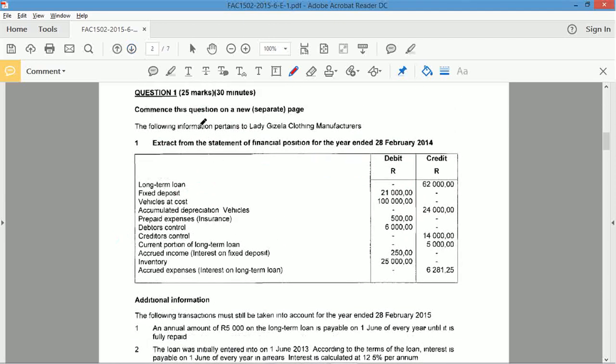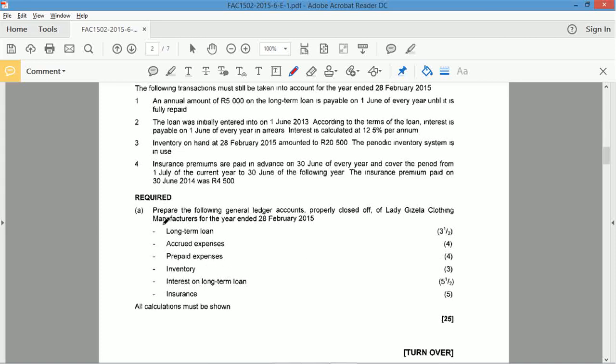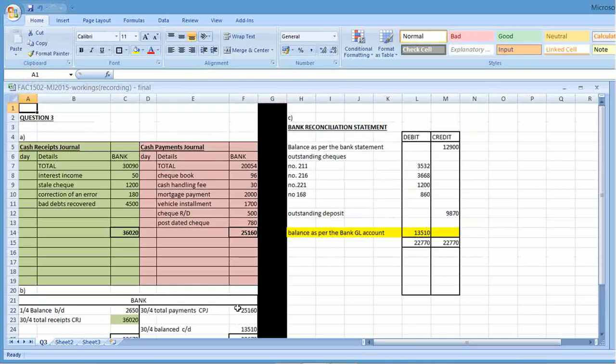Here's the question, 25 marks, 30 minutes. Important is to look at the required. The required is asking for general ledger accounts, closed off or balanced. This was for the 28th of Feb. All calculations must be shown, and you've got long-term loan, accrued expenses, prepaid, inventory, and so on. So I'm going to have to draw up a T account for all of these.